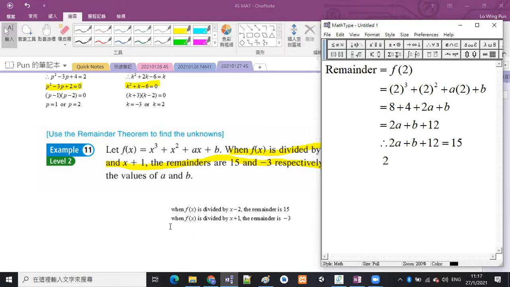And then 2a plus b is equal to 3. I usually put the unknowns on the left-hand side, and the constant terms on the right-hand side. Okay? And then call this equation 1. Because we have two unknowns in one equation, we are not ready to solve the unknowns A and B at this stage. So just save this as equation 1.